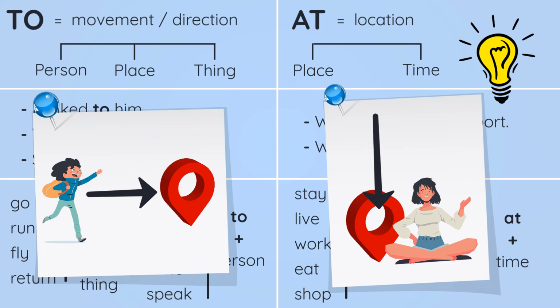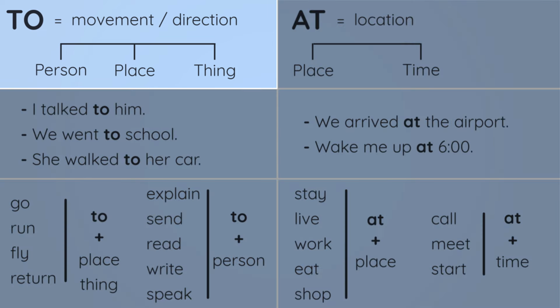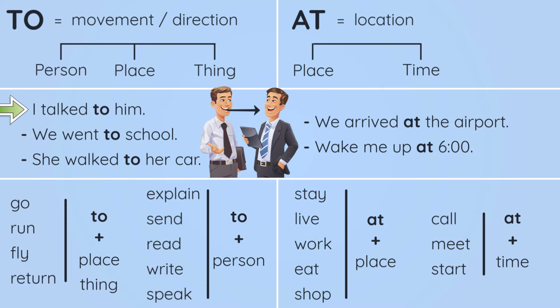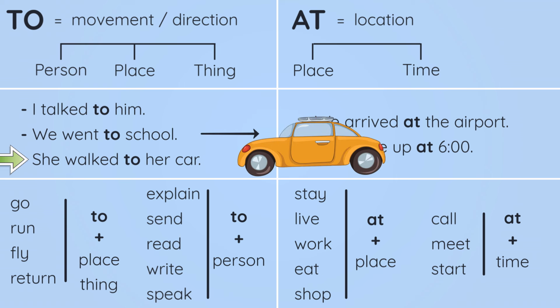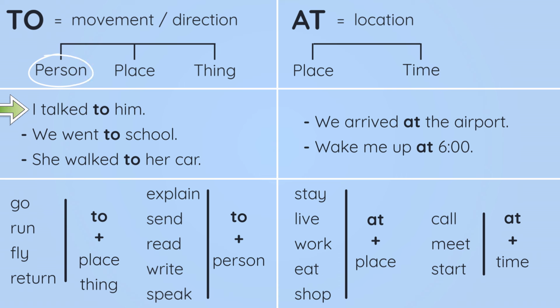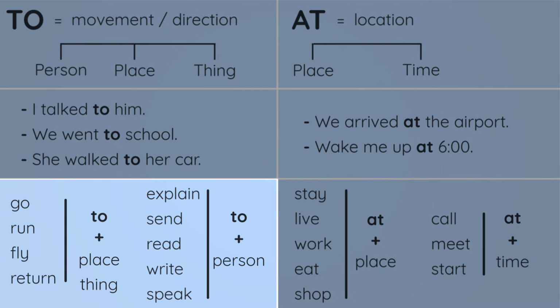So, let's look at some examples. As I said, again, we use to for movement or direction towards a person, a place, or a thing. For example, I talked to him. We went to school. She walked to her car. A person, a place, a thing. Movement, to.